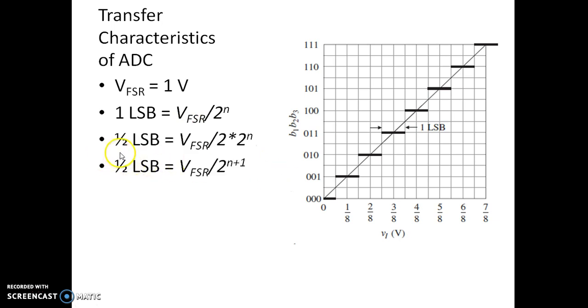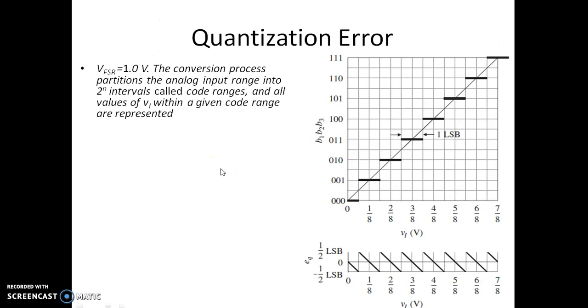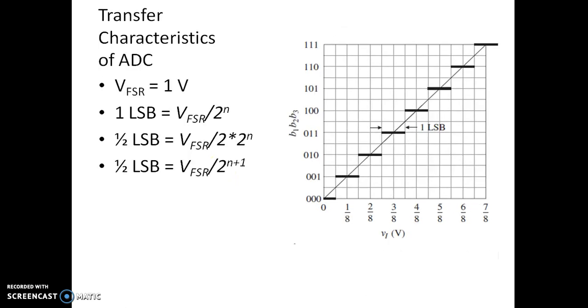Similarly, we can define half LSB. Half LSB is nothing but half of VFSR divided by 2 power n, which happens to be VFSR divided by 2 power n plus 1. So half LSB happens to be, in this particular case, 1 by 16, because n is equal to 3 and VFSR is equal to 1, so 1 by 2 power 4 happens to be 1 by 16. So these are the basic definitions of VFSR, 1 LSB, half LSB, all those things. We'll get to know in the future slides why this half LSB is important in the case of ADCs.